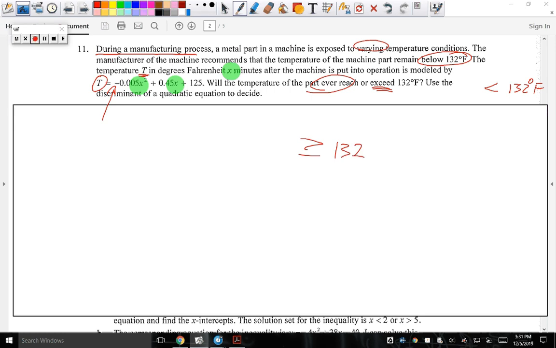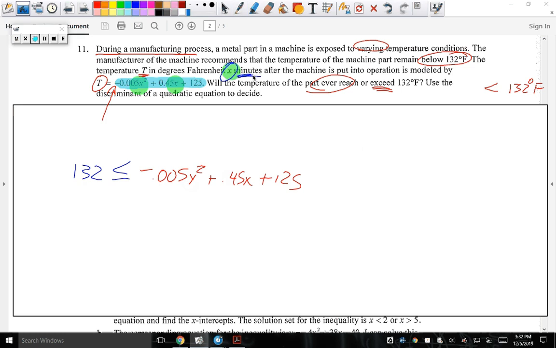You with me? So use the discriminant of the quadratic to decide, and then we will solve that together with the calculator. All of this, listen, very important, represents the temperature. And you're trying to see, will all of this ever equal or exceed 132? This is what you're really trying to find. And if it does, we're going to find when that would happen, because X is our time in minutes. Okay? So here we go.